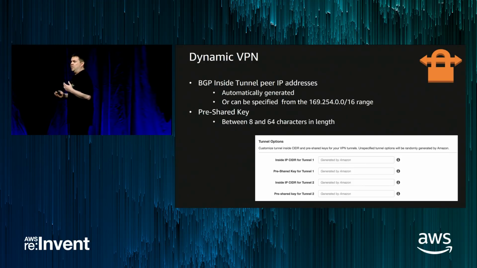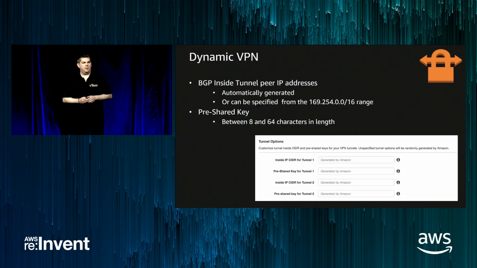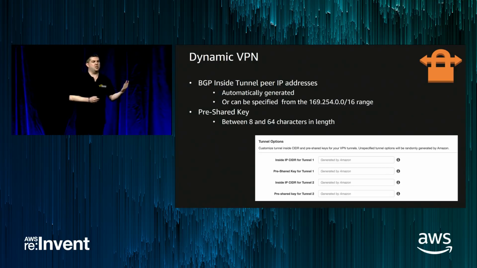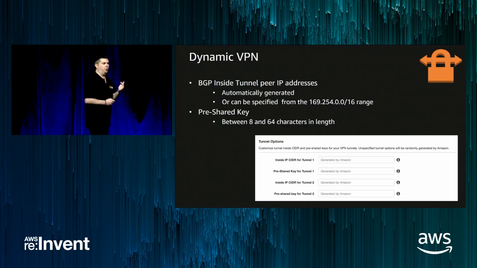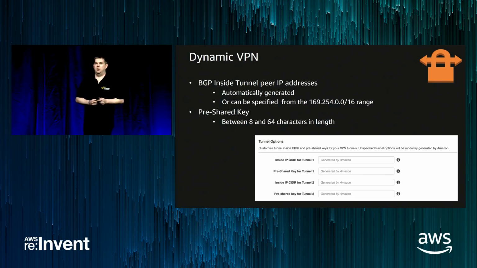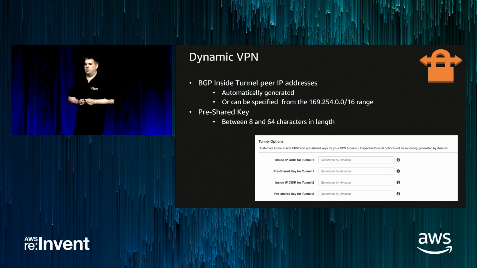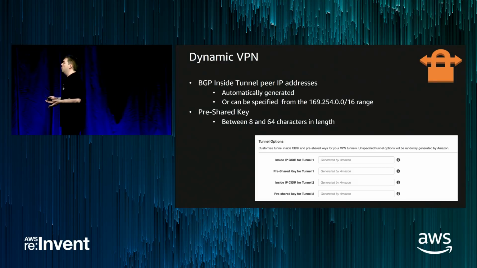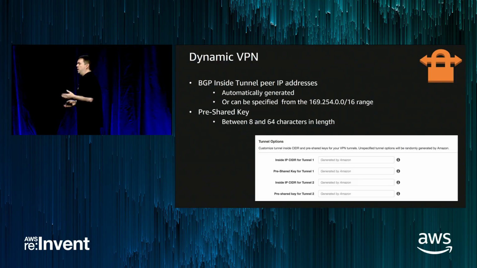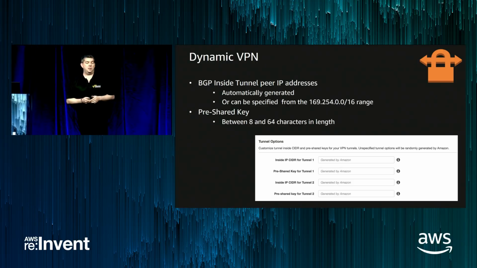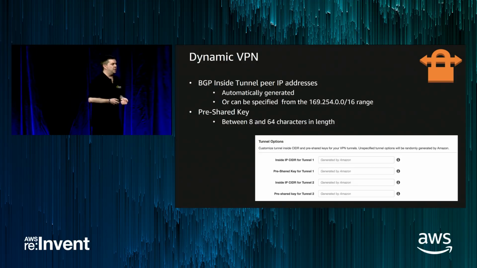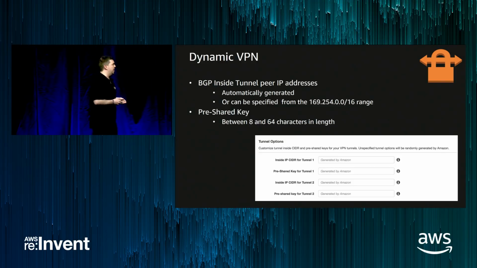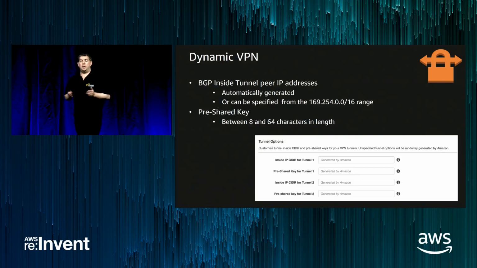Now, some of these can be automatically generated, but we also give you the option to define them yourself. So if we look at those inside tunnel IPs, for example, when you go to the VPN configuration screen, you'll see that you have the option to specify a CIDR that is used now for the inside tunnel IP addresses for this BGP session. These are 169.254 link-local addresses, but you can choose what they are rather than being automatically generated by us if you would like. You can also now choose the pre-shared key. So it can be between 8 and 64 characters in length, and you just fill it in on this screen. If you leave these fields blank, they're automatically generated.